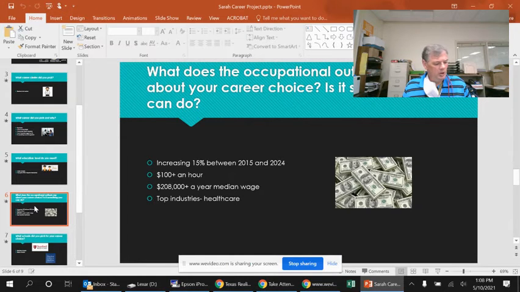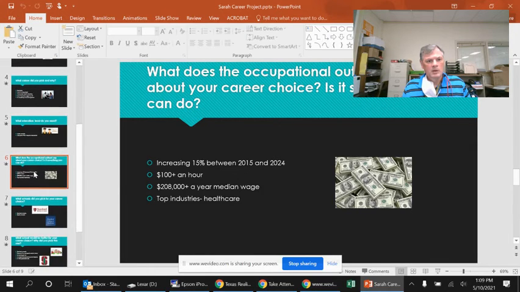You can create a chart based on that information: the median wage, employment, projected growth, projected job openings, top industries. They went ahead and wrote the information here and put a picture there. That's fine as well. Just be careful not to write sentences, okay?